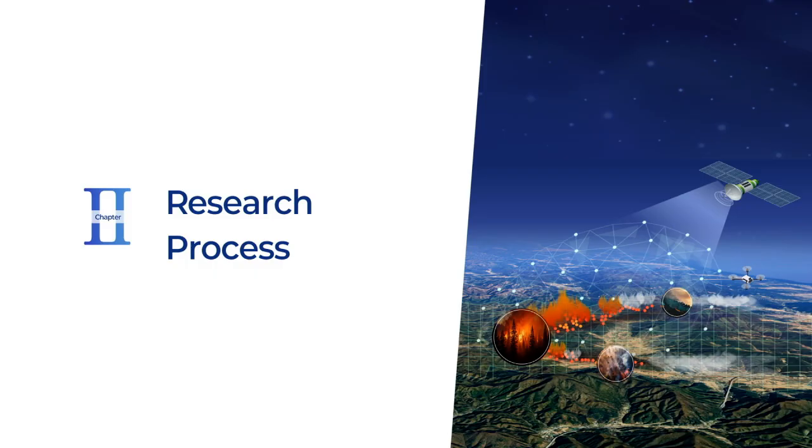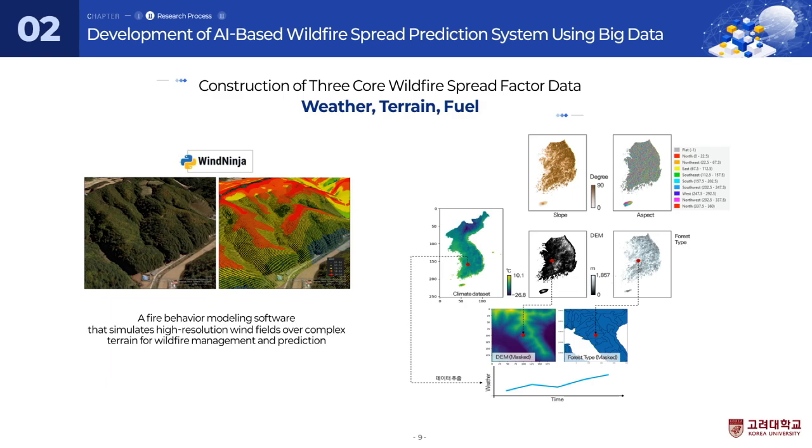Now let me explain in detail how we conducted this research. First, we built a database with the three key factors for wildfire spread: weather, terrain, and fuel, along with historical fire data. For weather data, we use 48-hour forecasts, and to model detailed wind patterns in mountainous areas, we integrated it with WindNinja software developed by the USDA.